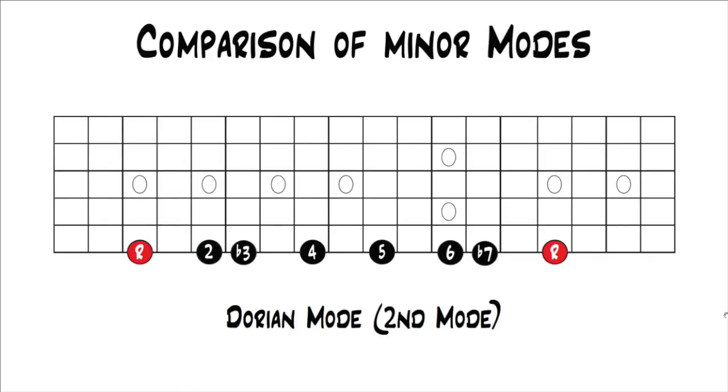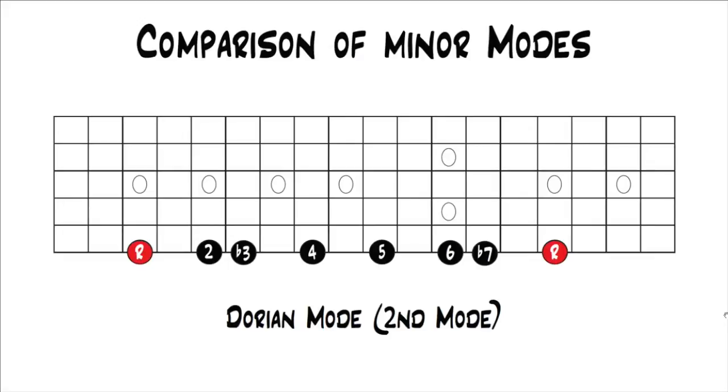So the major scale contains three minor modes. You have the second mode, which is Dorian, the third mode, which is Phrygian, and the sixth mode, which is Aeolian. And as you should remember from when we built chords, when you build a triad off the second note of the major scale, you get a minor triad. When you build a triad off the third note of the major scale, it's a minor triad. And when you build a triad off the sixth note of the major scale, it's a minor triad.